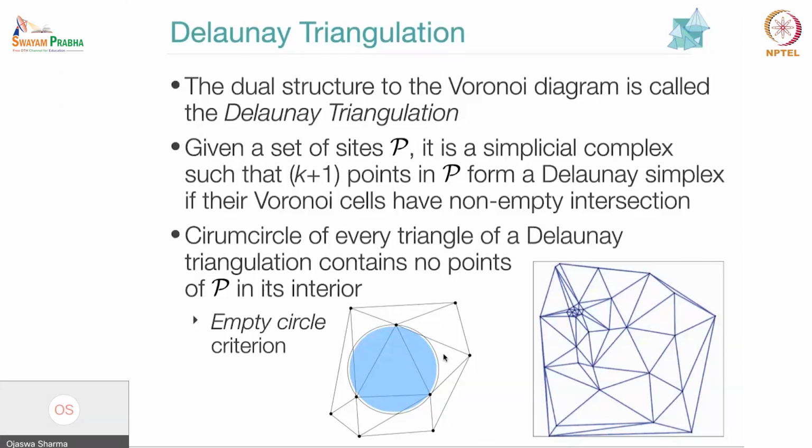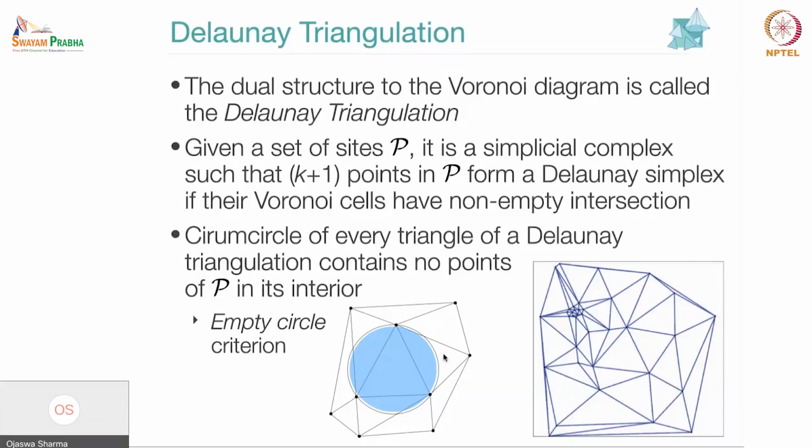So given a set of sites P, let's say these points belong to the set P, a Delaunay triangulation is a simplicial complex. Now there is this new word coming, simplicial complex. So what is a simplicial complex? Anybody knows what is a simplex? A simplex in this case implies the simplest d-dimensional entity, a primitive that is possible in that space. So for 3D, a simplex is a tetrahedron. You don't have a simpler object than a tetrahedron in 3D. In 2D, a simplex is a triangle, and in 1D, what would be a simplex? A line segment.